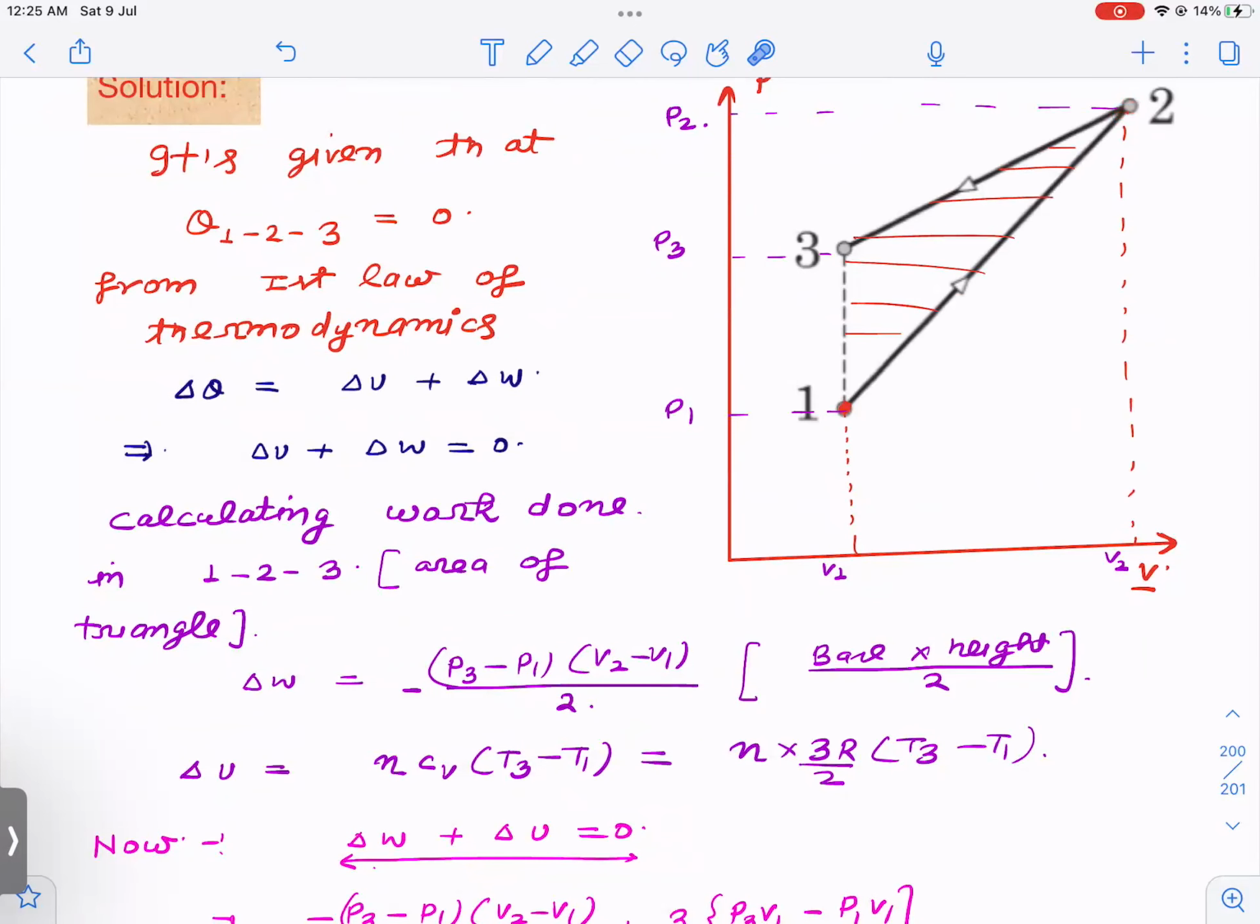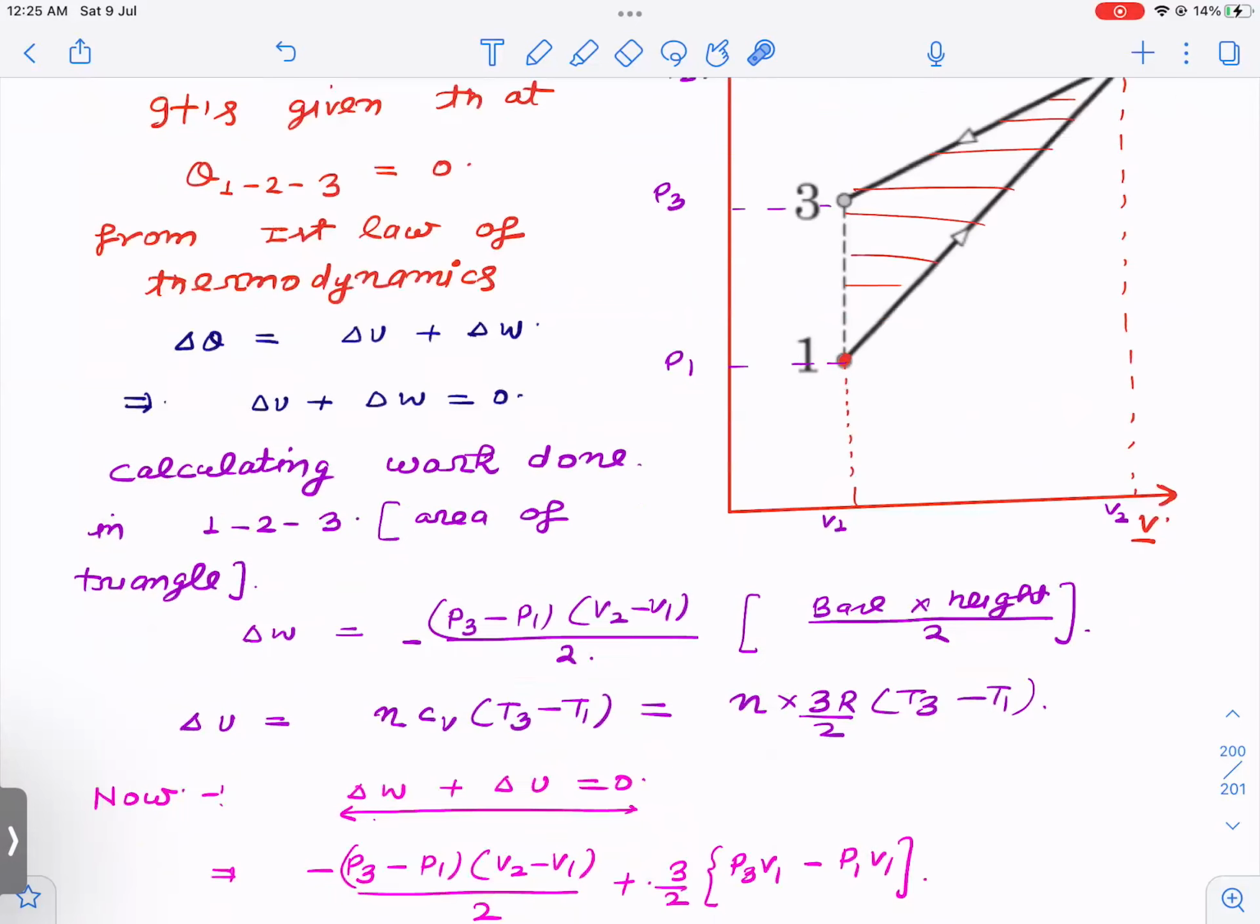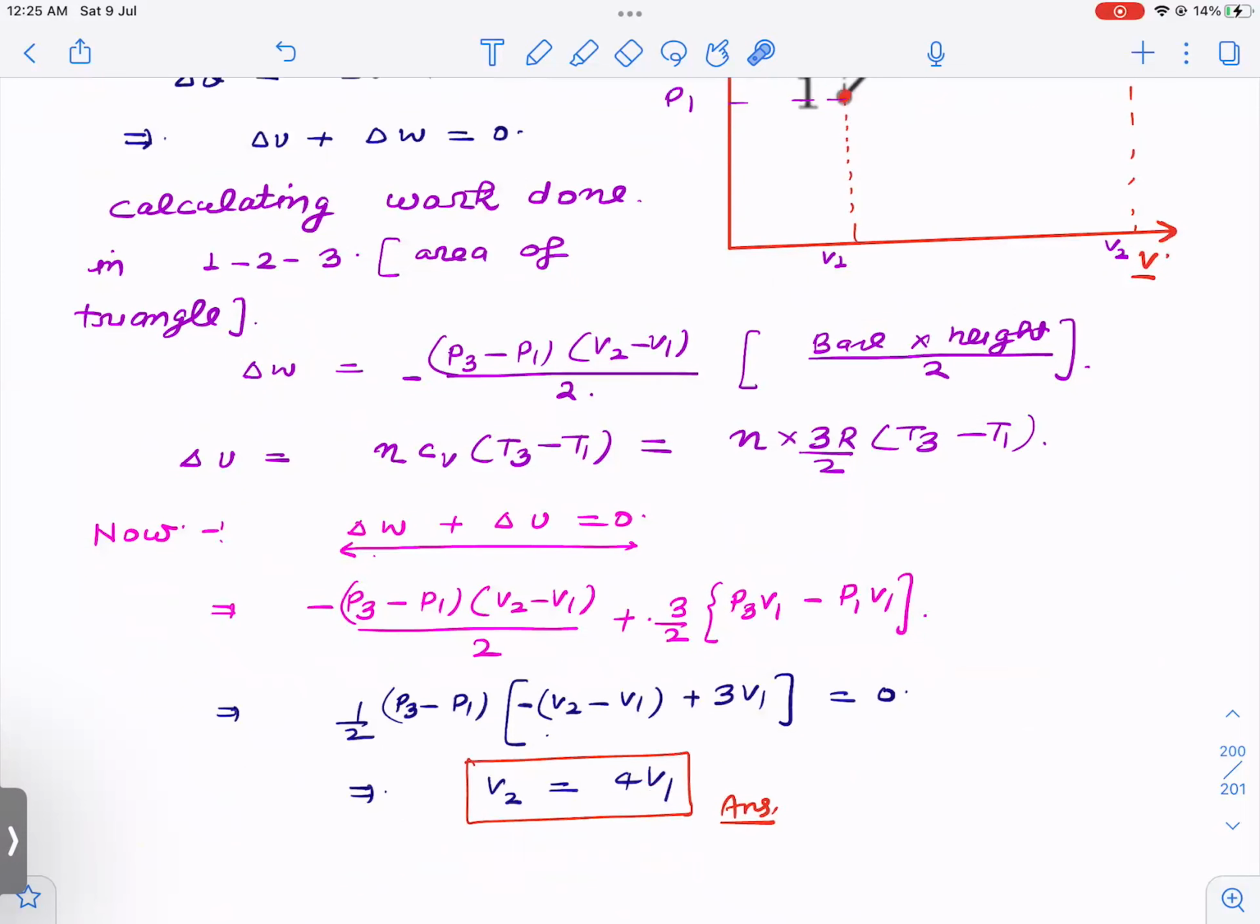The volume here as compared to the volume here: the volume at state 2 will be 4 times the volume at state 1. So it's a very good question, exactly an advanced level question. This question can come in advanced exams as it is.